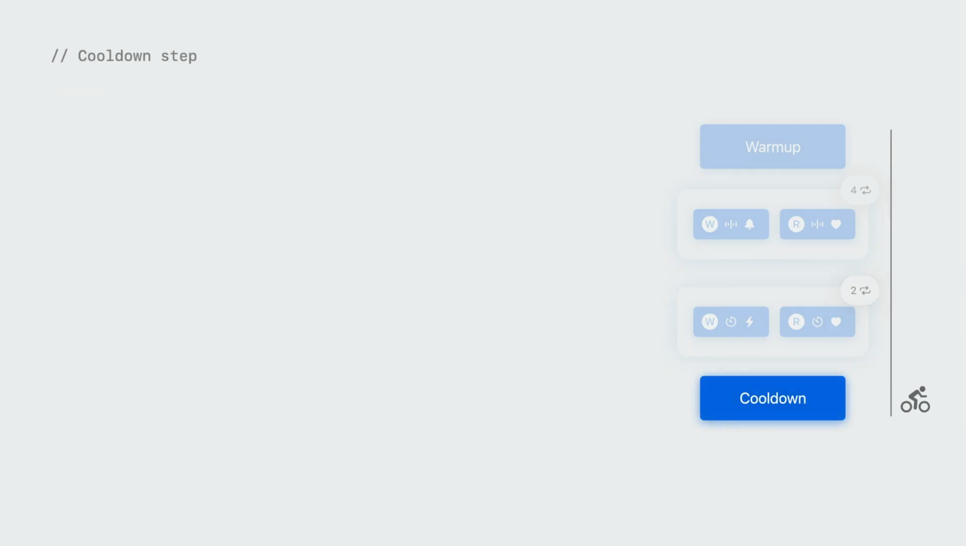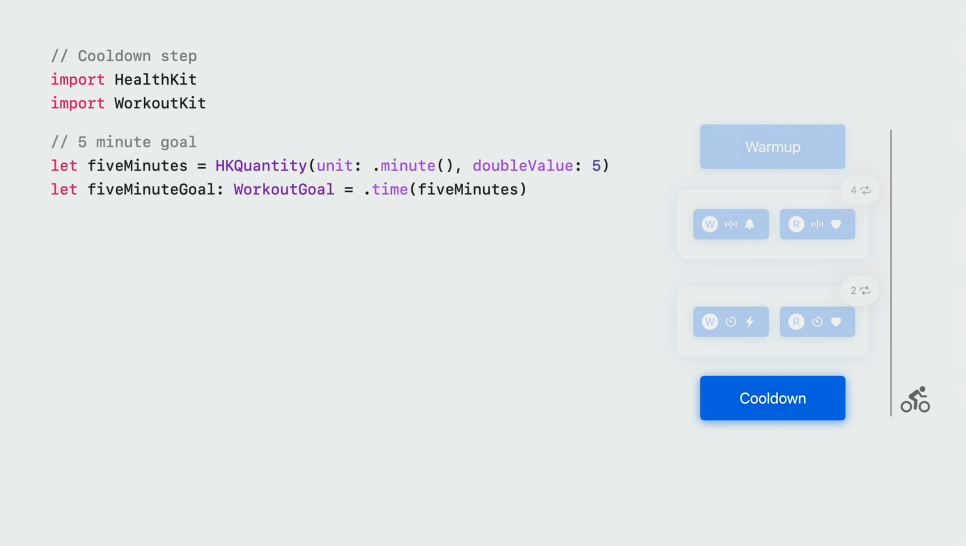Finally, let's move on to our cooldown step. We wanted our cooldown step to have a time-based goal, so let's create that here. We create workout goal of type time and use that to create cooldown step with goal set to 5-minute goal. Now let's put it all together.